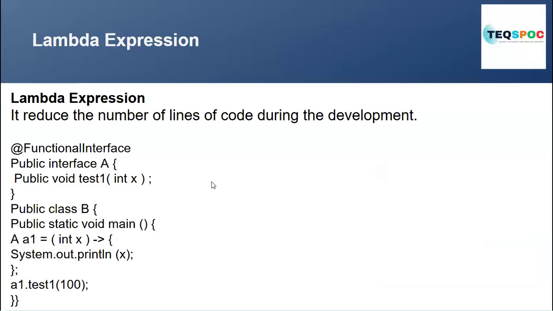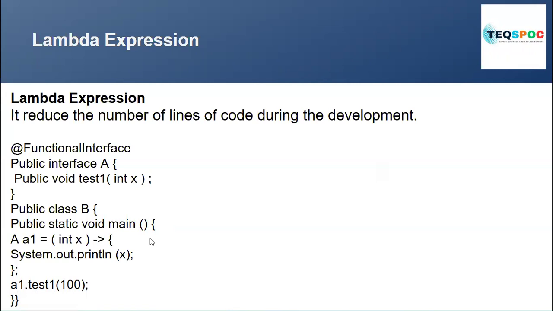So what is a Lambda expression? As we know, Lambda basically reduces the number of lines of code during development. A Lambda expression is a short block of code. Okay, it takes in parameters, and returns a value.